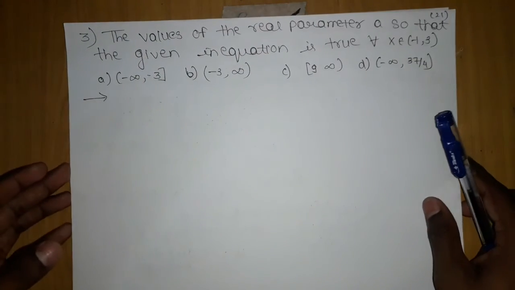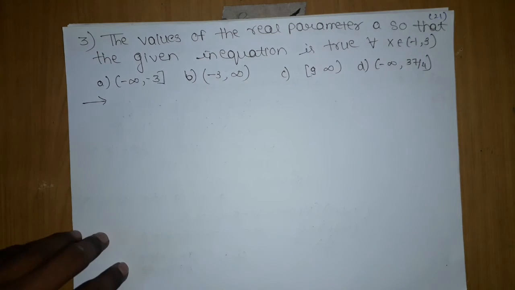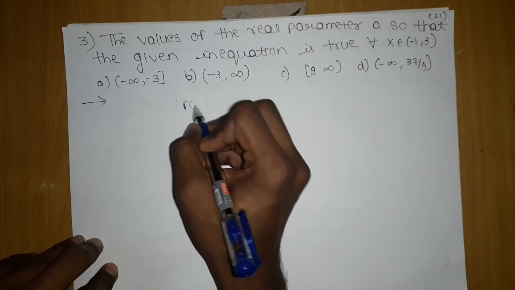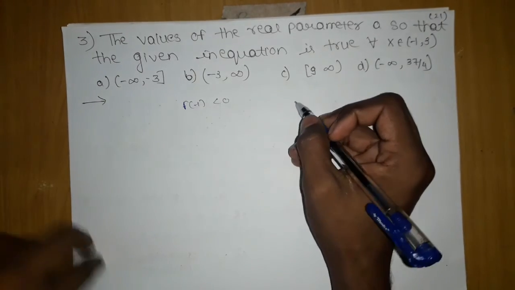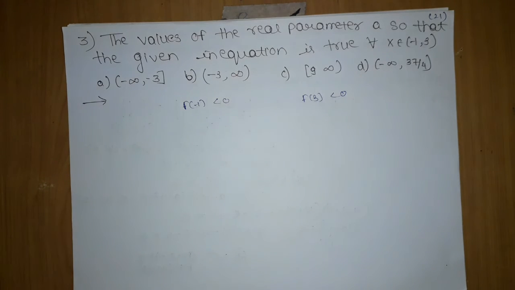So let's move on to the next question of this comprehension. These questions you can invest time in. So the value of the real parameter a so that the given inequality is true for all x belonging to -1 to 3. This is the third question. It should be true for all x from -1 to 3. So f of -1 should be less than 0, and f of 3 should also be less than 0.